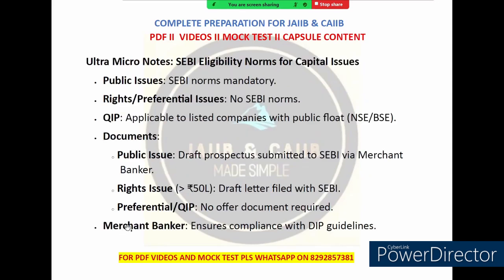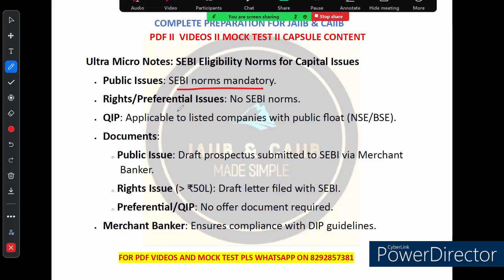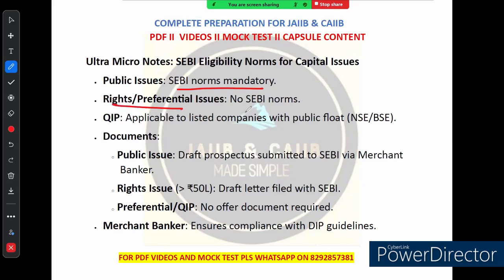So we have discussed T+1 trade settlement, right? Now let's talk about the SEBI eligibility norms for capital issue. First thing is public issue. For public issue, SEBI norms are mandatory. For rights or preferential issue, no SEBI norms are required. For QIP, only for listed companies with public shares on NSE and BSE, SEBI norms are required.